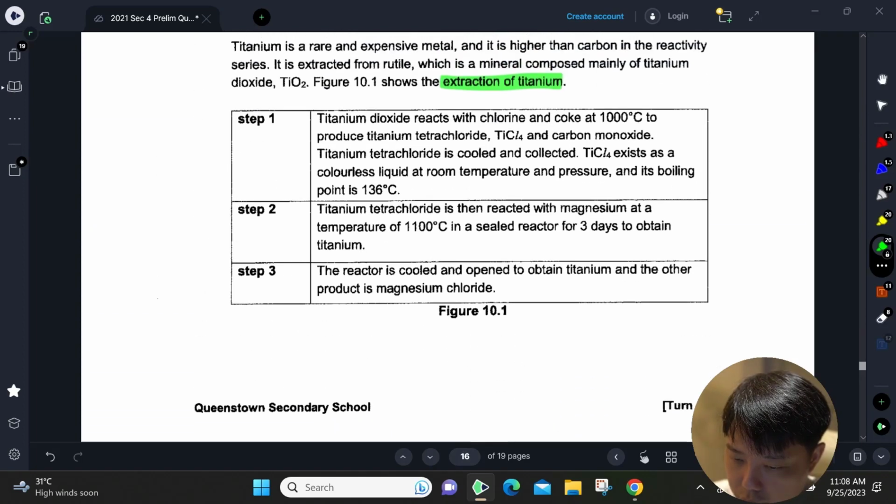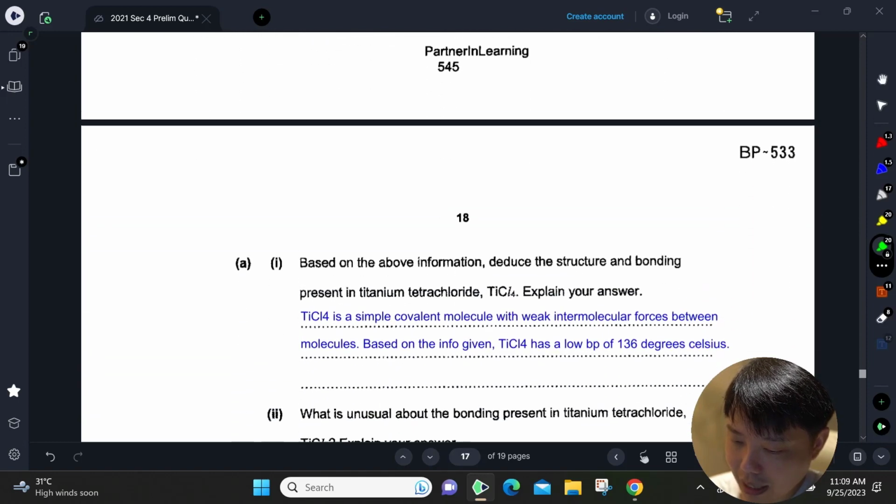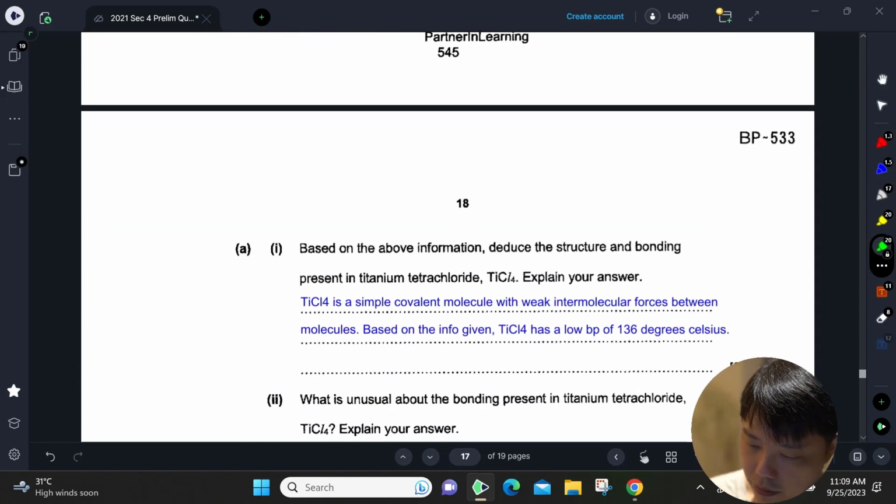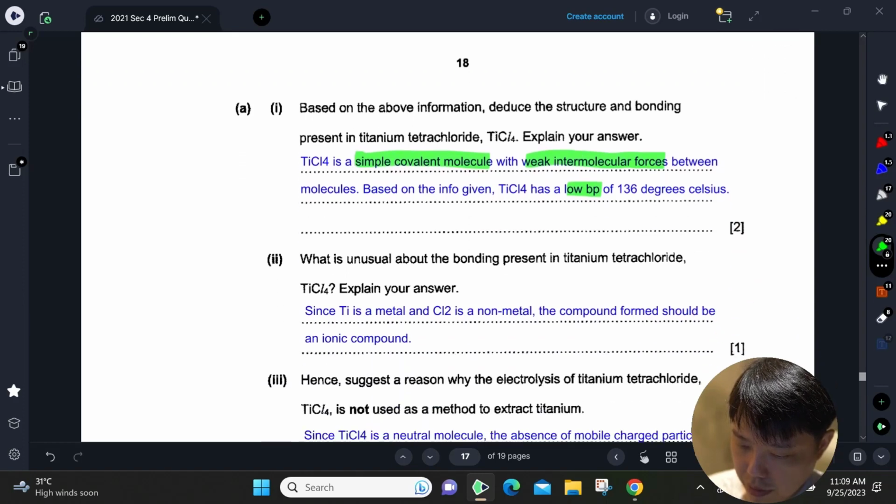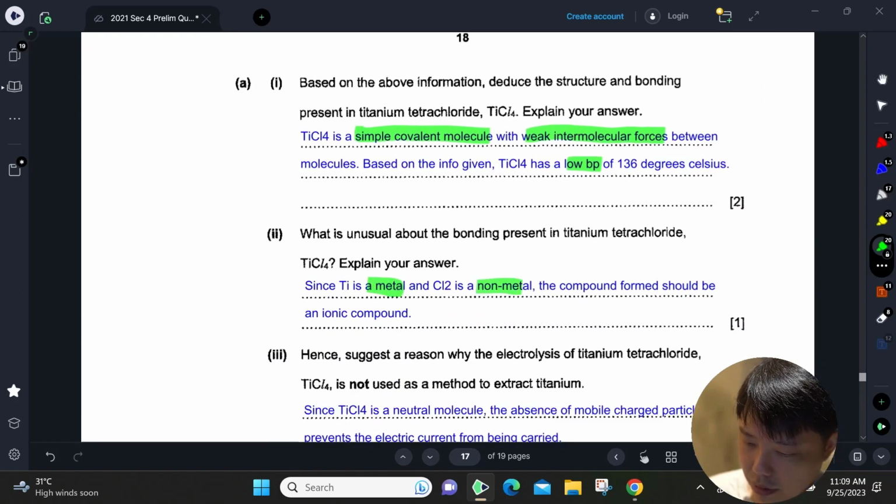So what is the info here? It says that its boiling point is 136, which is a relatively low boiling point. So it should be weak intermolecular forces instead of ionic or metallic, things like that. So it's a simple covalent molecule because it has a low boiling point. We can deduce that there are weak intermolecular forces of attraction. What's unusual about this bonding is that between a metal and a non-metal, we should actually form an ionic compound, but in this case, it forms a covalent one.